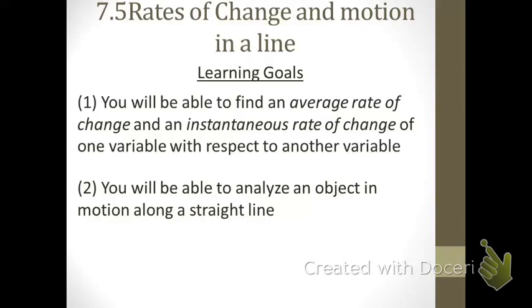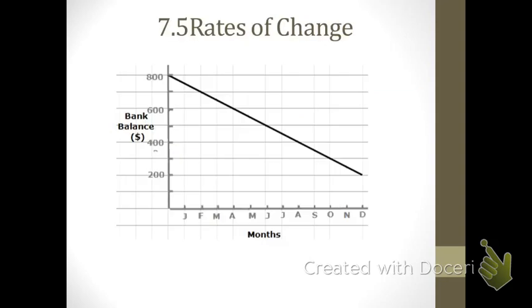There are two types of applications in particular that we're going to be looking at within section 7.5. In this video, we're going to focus on learning goal 1, which says that you will be able to find an average rate of change and an instantaneous rate of change of one variable with respect to another variable. In the next video, we'll look at motion along a straight line, in which you will be able to analyze an object that is in motion along a straight line.